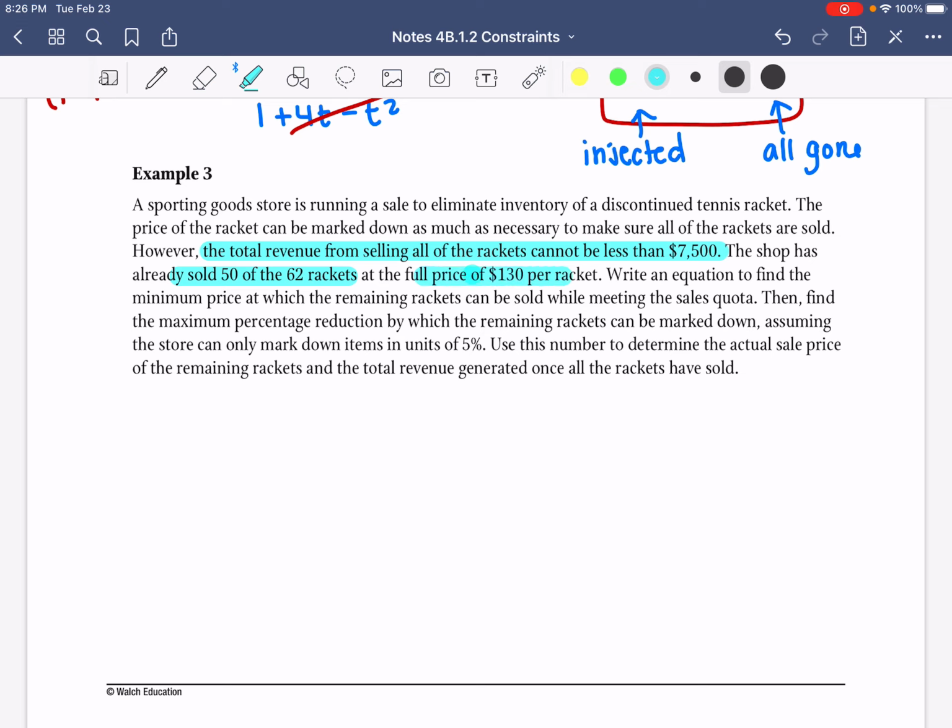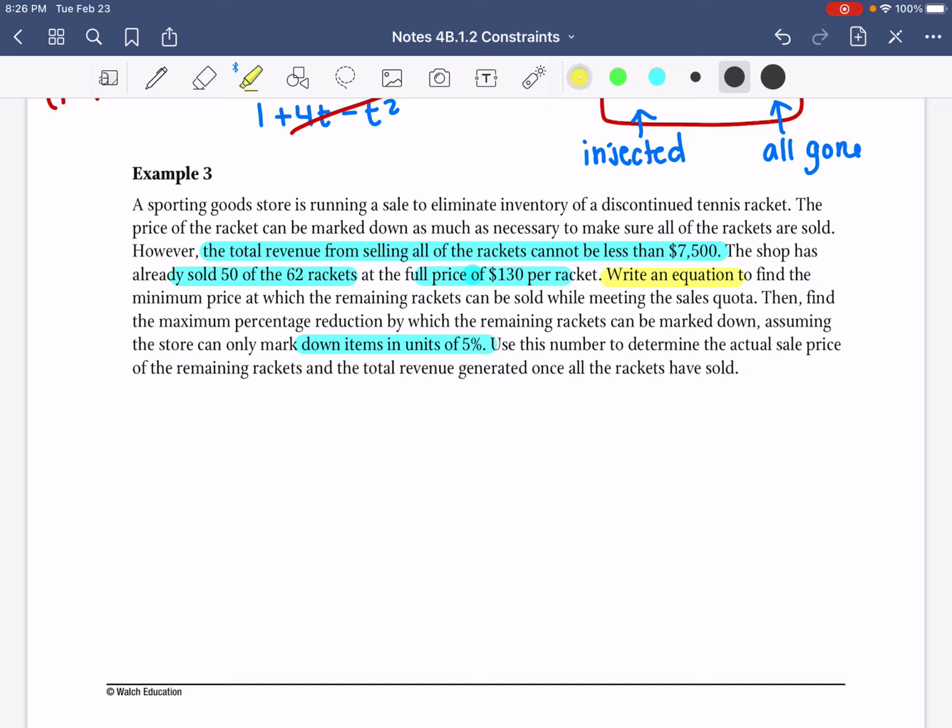They want us to write an equation to find the minimum price at which the remaining rackets can be sold while still meeting the sales quota. They told us that the maximum percentage reduction has to be marked down in units of 5%. So it can be marked down 10, 20, 15, 25, 75%, but it can't be marked down like 3%, 18%, 27%. It has to be in units of 5.